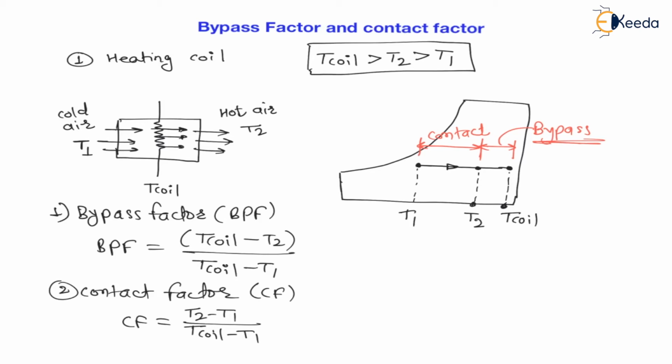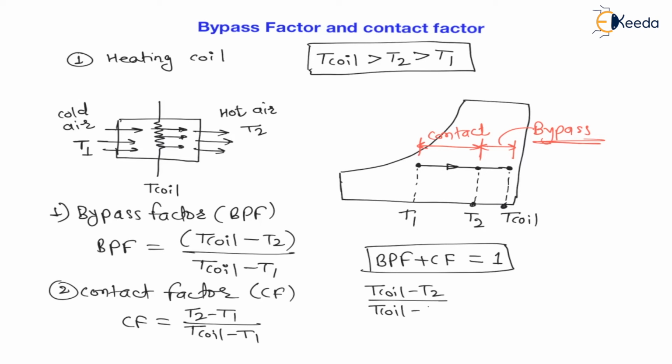And my dear students, if I add them, that is bypass factor plus contact factor, it will always be equal to 1. Bypass factor plus contact factor is always equal to 1. Let us add them. Bypass factor is (temperature of coil minus T2) divided by the total temperature difference, that is temperature of coil minus T1, plus contact factor, which is (T2 minus T1) divided by (temperature of coil minus T1).